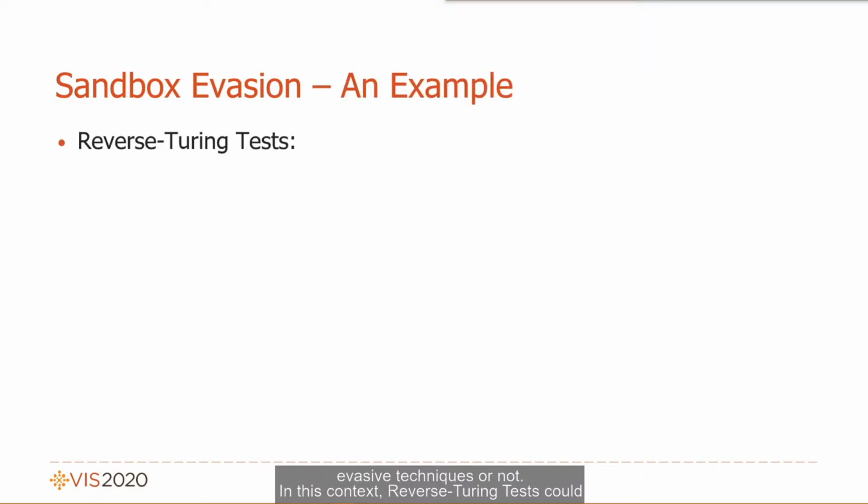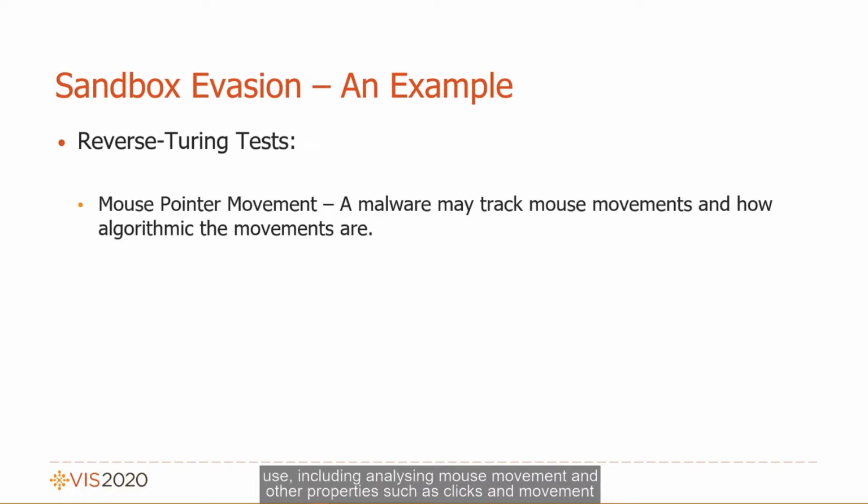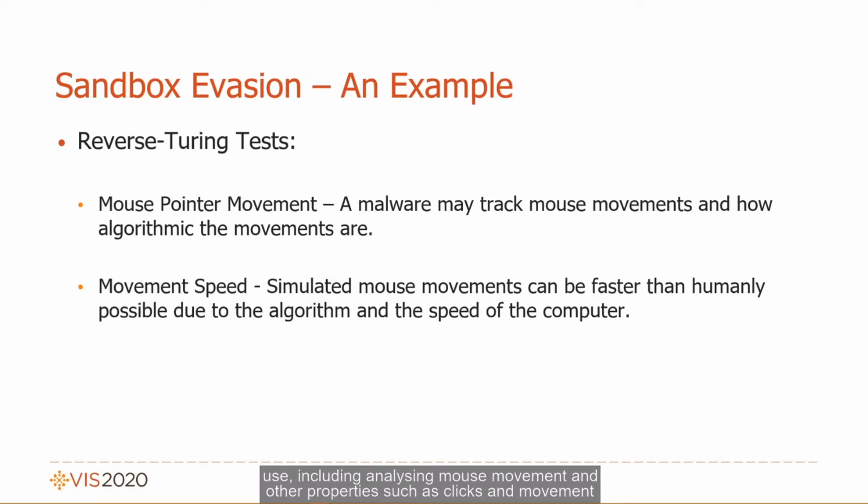In this context, reverse Turing tests could be used by malware to determine whether the user input is made by a human or simulated by another machine. By using the theory of reverse Turing tests, an adversary can enhance their malware to be able to determine whether it is running in a sandbox. The malware can then act benign if it is suspicious that it is being evaluated by an anti-malware system. There are many tests that the malware could use, including analysing mouse movement and other properties such as clicks and movement speed. Additionally, more advanced tests could consist of scrolling detection and using captchas.